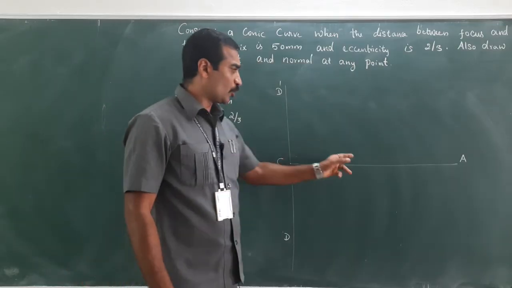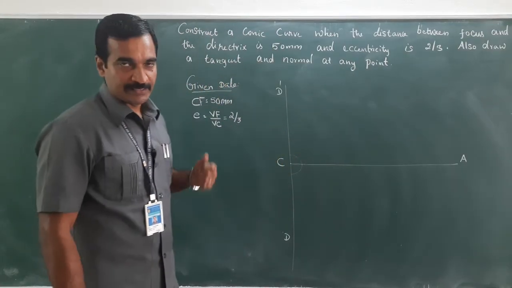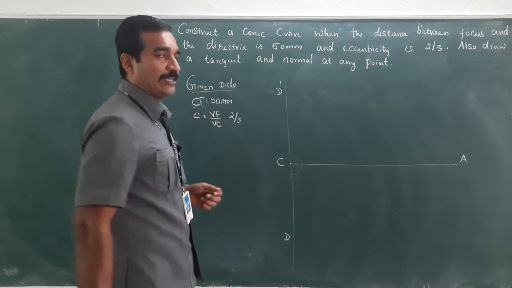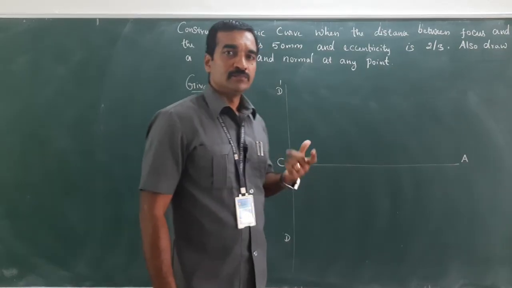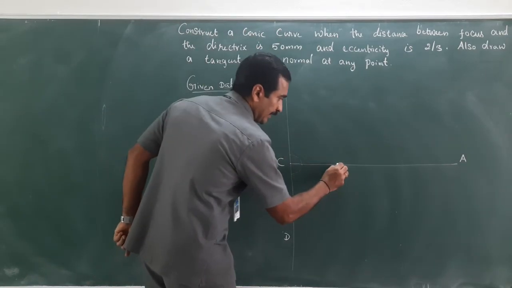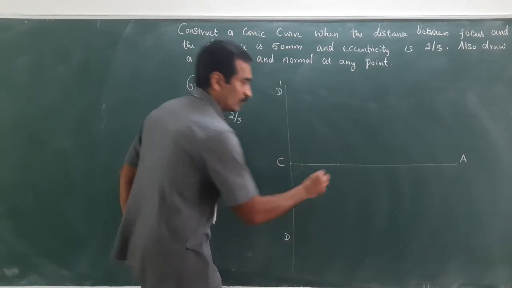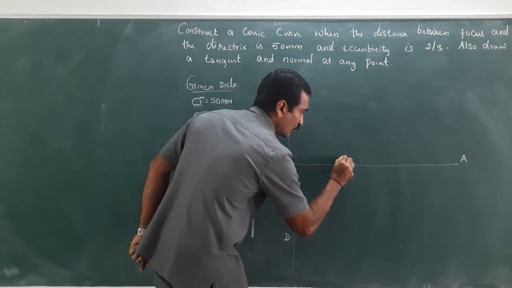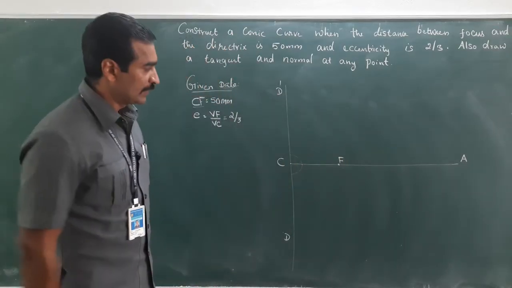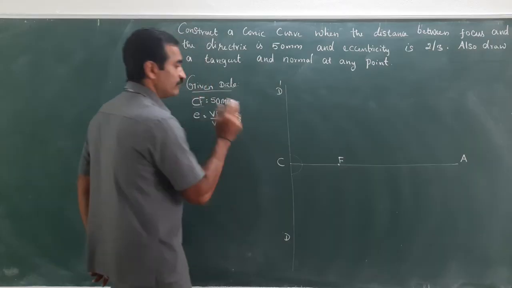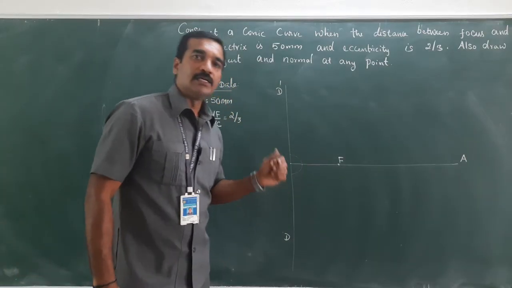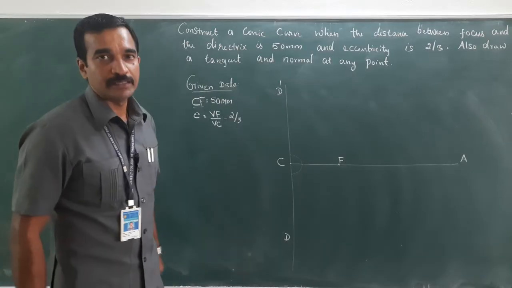Now I need to locate the focus, which is the fixed point, CF. Take 50 mm in your compass or by using a scale. Now this point is the focus; name it F. The distance between C and F is 50 mm. Now I need to locate the vertex. How can this be done?